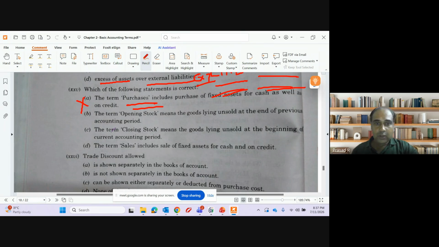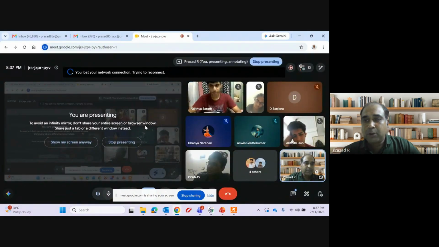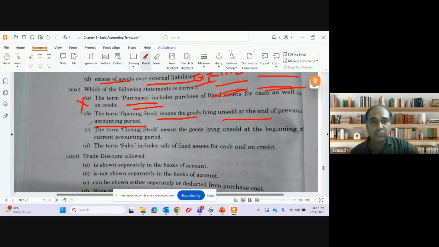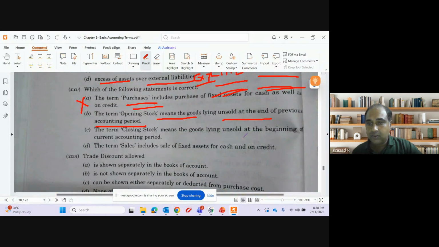Okay. Now the term opening stock means the goods lying unsold at the end of the previous accounting period. Out of 100 laptops I purchased in the example, 20 laptops were unsold in March, right? So on April 1st, that becomes the opening stock. So this statement is correct. The term closing stock means the goods lying unsold at the beginning of the current accounting period. No, closing stock means goods unsold at the end of the accounting period. It's not at the beginning, it should be at the end.